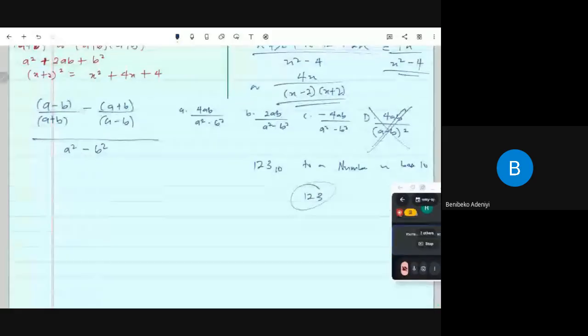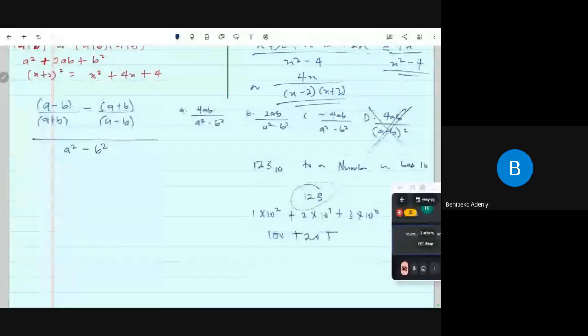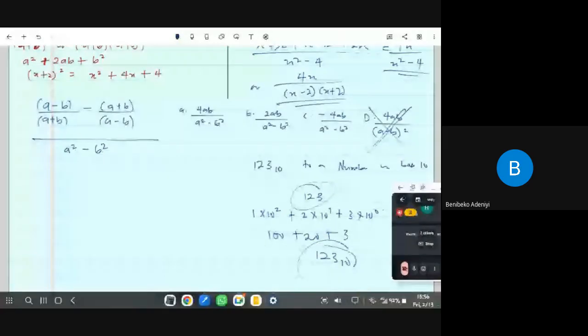If you just try it and say 1 times 10 raised to power 2 plus 2 times 10 raised to power 1 plus 3 times 10 raised to power 0: 10 squared is 100, times 1, 100. Plus 10 to the power 1, 10 times 2, 20. Plus 10 to the power 0, 1 times 3, 3. You still get 123 base 10. You don't even need to do anything. Do you understand? So I give you some things where you don't need to do anything. Just understand it. The next question might be one that will take your time, and they've already given you a way to conserve that time in the previous question.